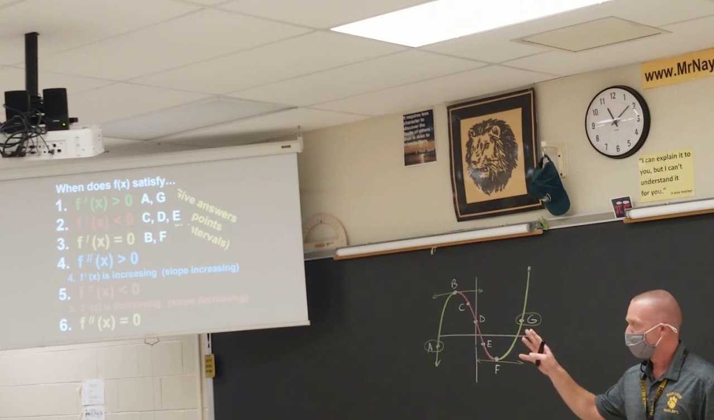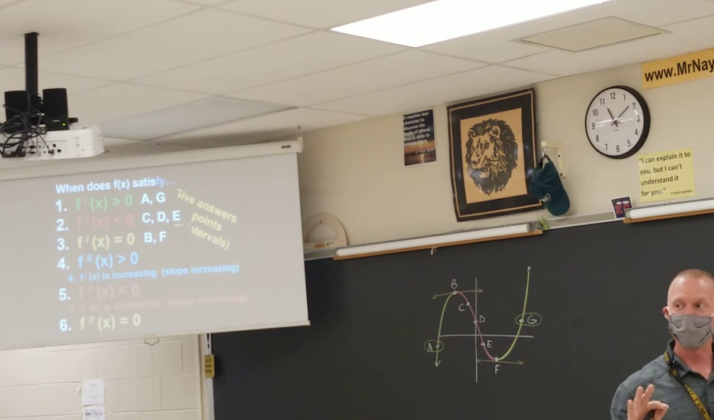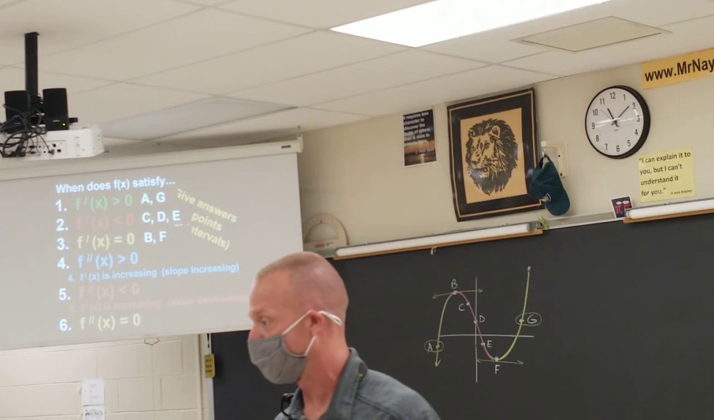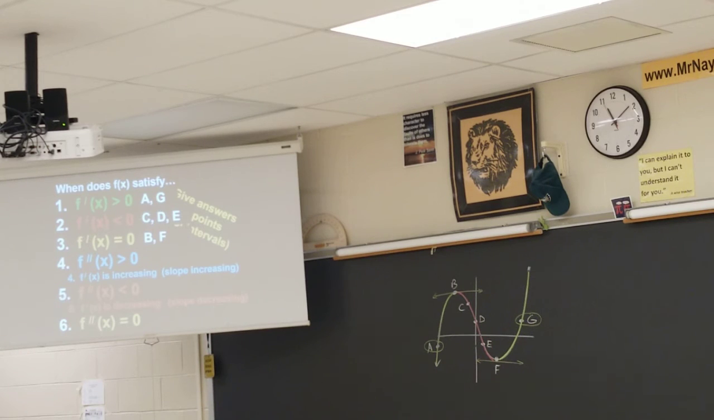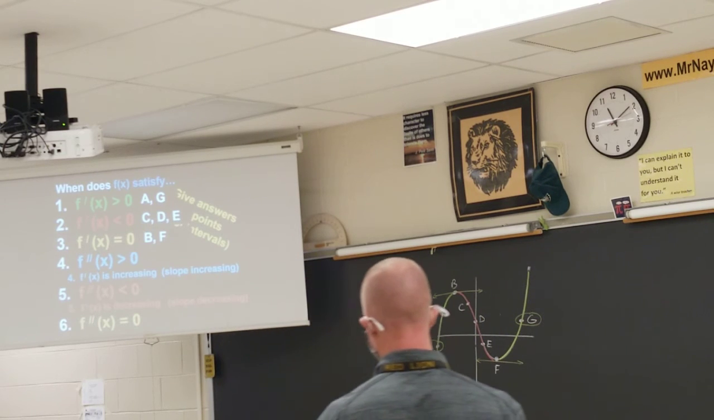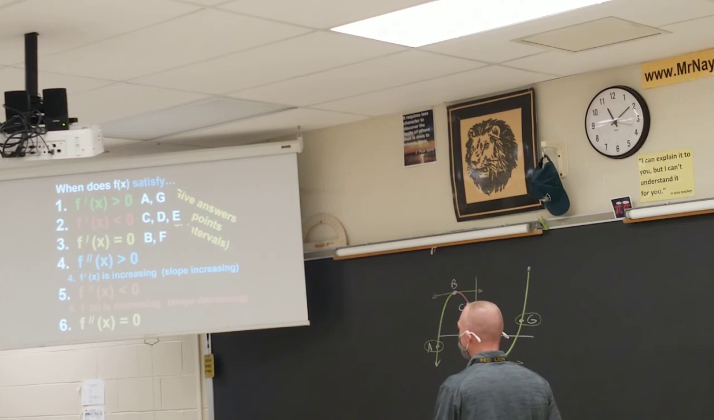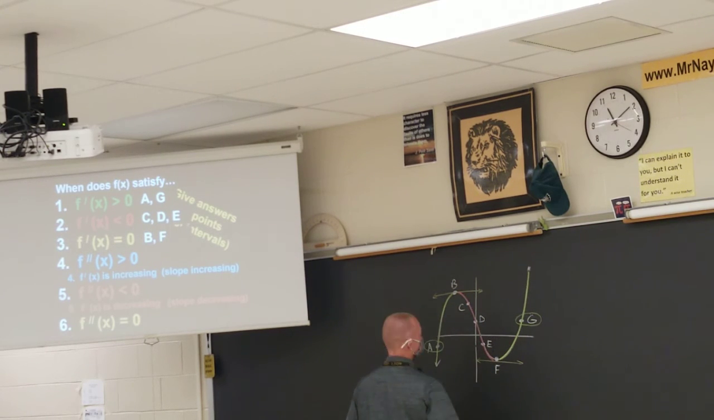I'll give you a few more moments if you're pondering the last three, because those have to do with concavity. So number 4, if you talk about a double prime or the second derivative, it's a statement about concavity. And when it's positive, that means it's concave up.